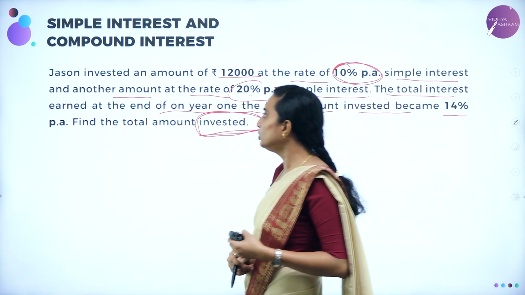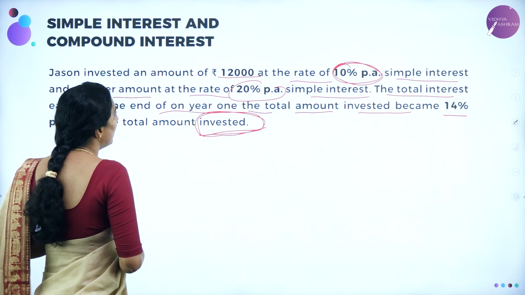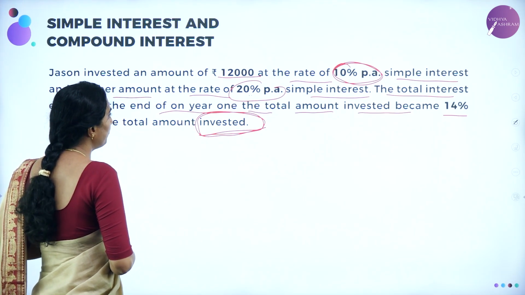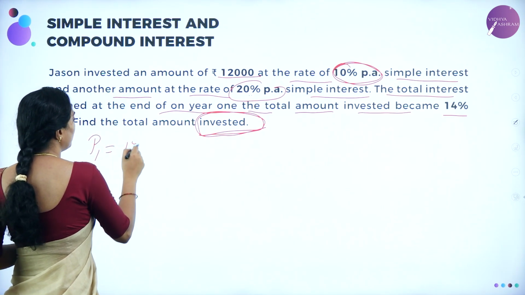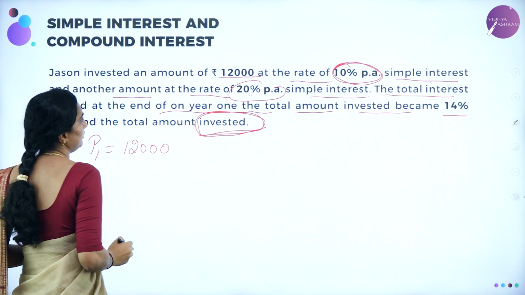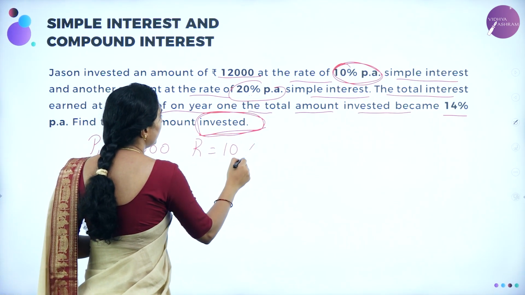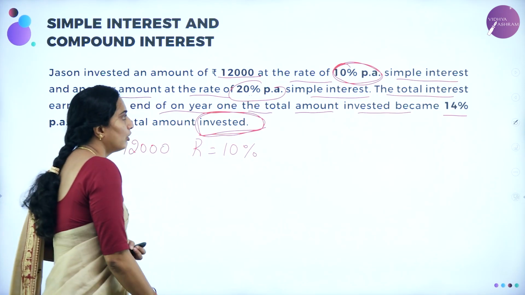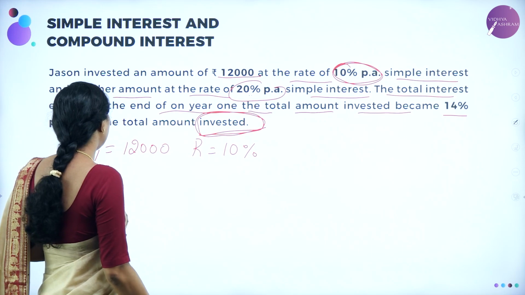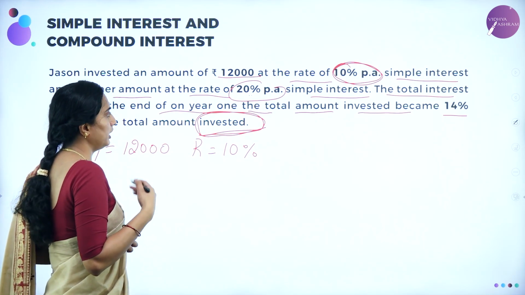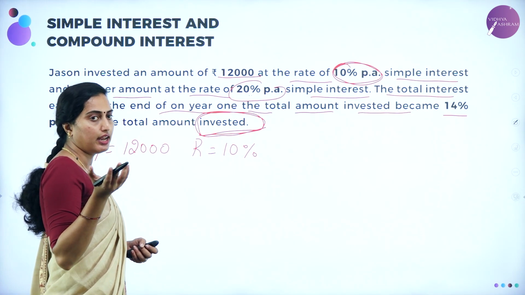You can have it as P1 and P2. First he invested what? A P1 of rupees 12,000. So P1 is equal to rupees 12,000. And then the rate of interest R is nothing but 10% per annum of the simple interest he invested, correct? And another amount at the rate of 20% of the simple interest. Another amount, we don't know what is the amount, let me call it X.